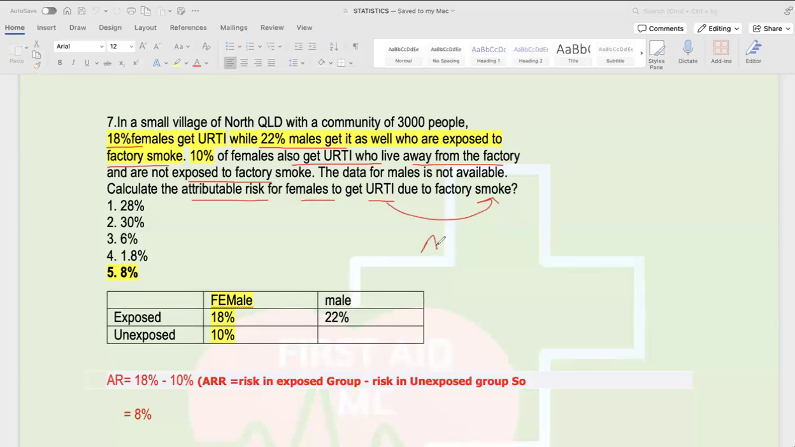So they're asking you to measure the attributable risk in females. So we will forget about the males, and we want to know what is the attributable risk. So incidence rate in the non-exposed group minus incidence rate of the exposed group. Now remember, they already gave you the percentages, 18%, 10%. So you don't need to do any math in here, like the one that we have just done. So what is the incidence rate in the non-exposed group? We know that 10% of females also got it.